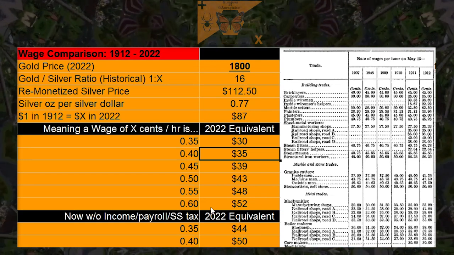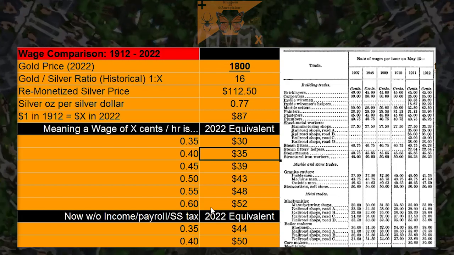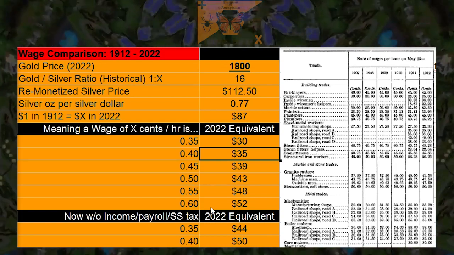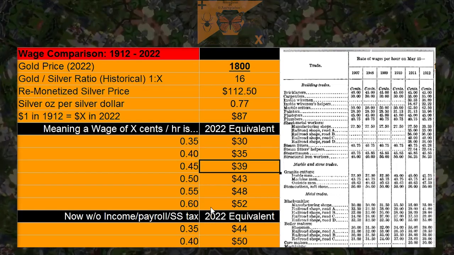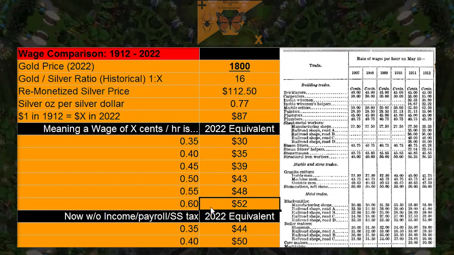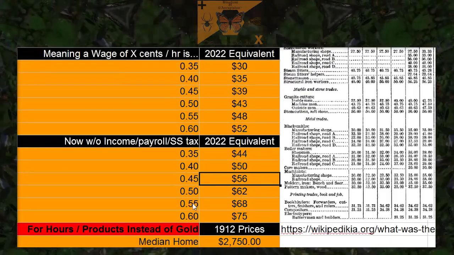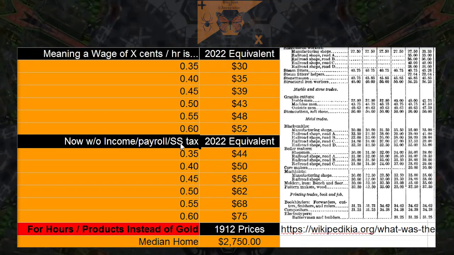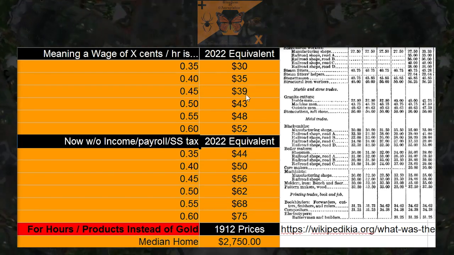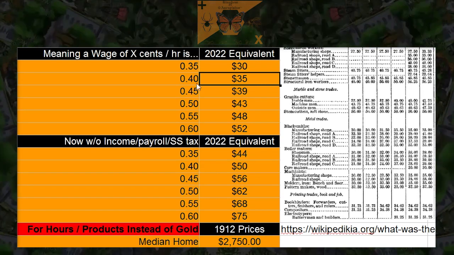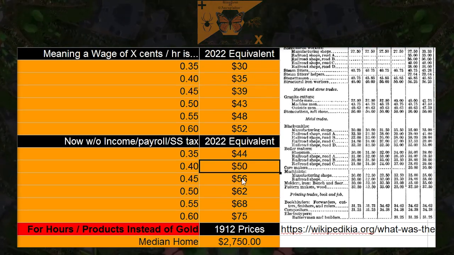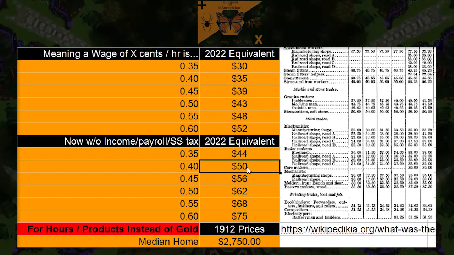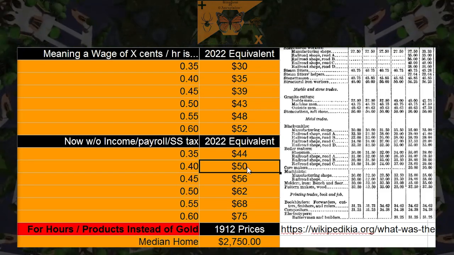Now, what's the average laborer getting paid today? It's actually $20 an hour, if you look it up, is the average wage. But if you're making like 45, that's $39 an hour. Now, wait a second. In 1912, they did not have income tax, payroll tax, or social security tax. So you factor in those three taxes, that $35 an hour at 40 cents an hour is now $50 an hour. That's the equivalent of what the average laborer was making in 1912.